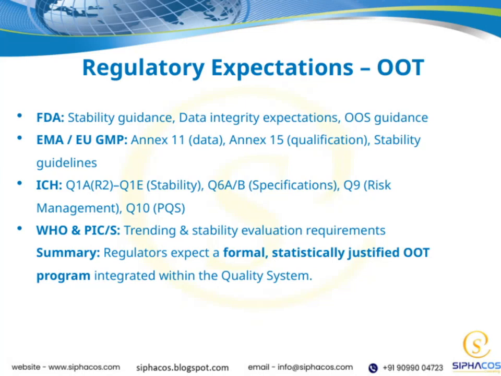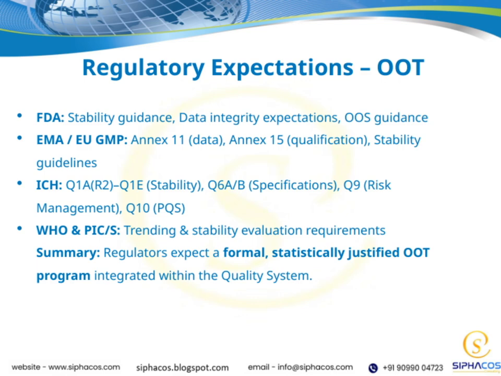Let's take a look at the regulatory landscape when it comes to out-of-trend, or OOT, programs. Starting with the FDA, they emphasize several key areas: stability guidance, data integrity expectations, and guidance on out-of-specification, or OOS, results. These elements are crucial for maintaining quality and compliance throughout the product lifecycle.